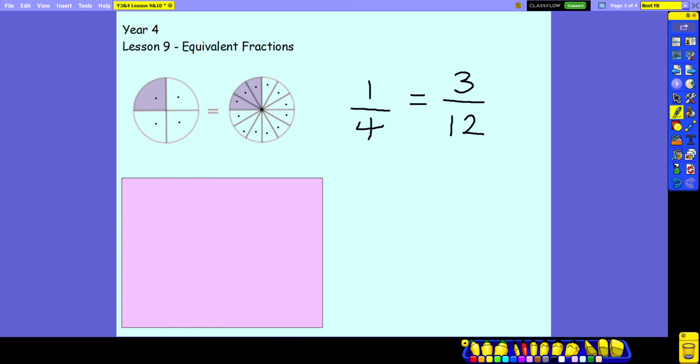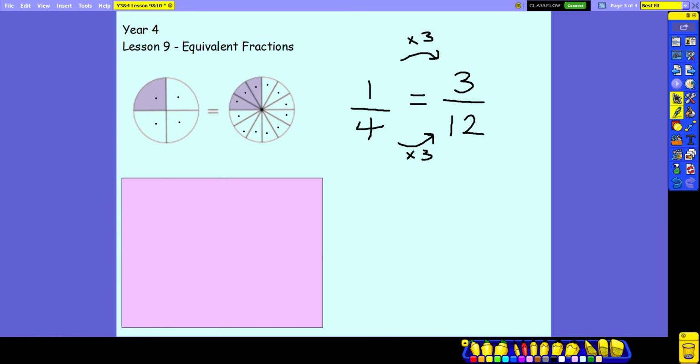You'll also notice that whatever has happened to this bottom number, the denominator, in this case multiplied by 3, 4 multiplied by 3 equals 12, is also what's happened to our top value, our numerator. It's multiplied by 3. So we know 1/4 is equal to 3/12.